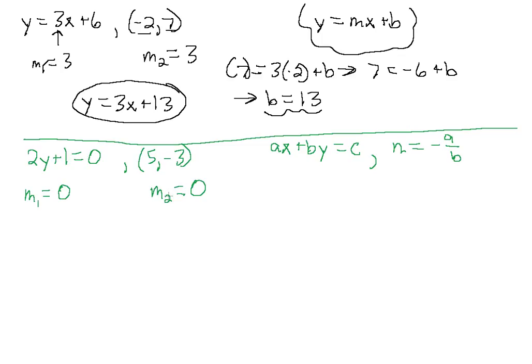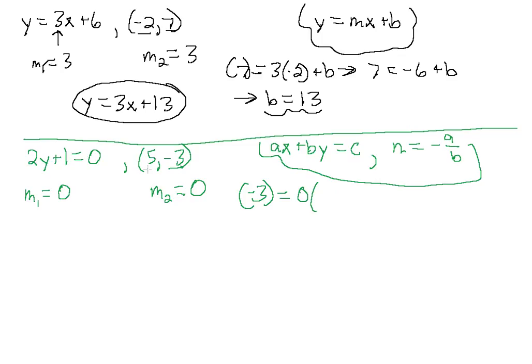A slope of 0 means we have a horizontal line, so we're going to have two horizontal lines. So let's plug into our slope-intercept equation and find out what that equation is. Slope-intercept form is y equals mx plus b. So we have y, which is -3, equals m times x. m is 0.